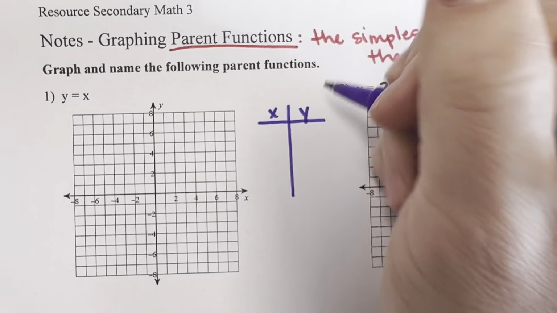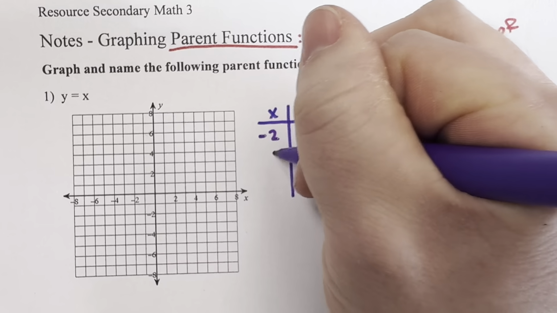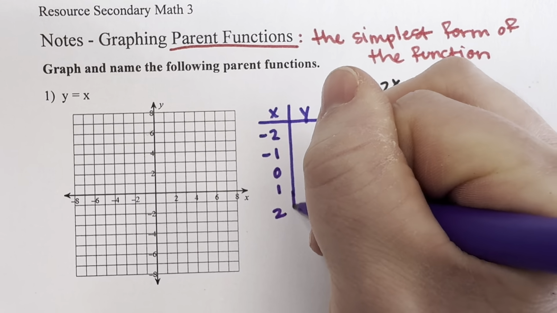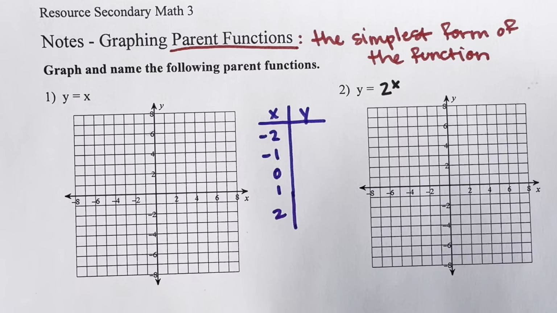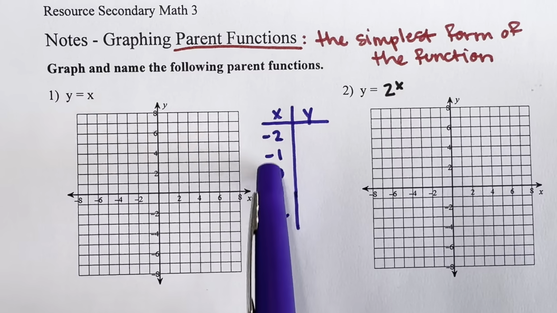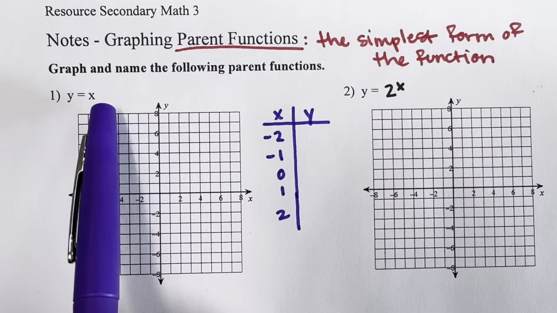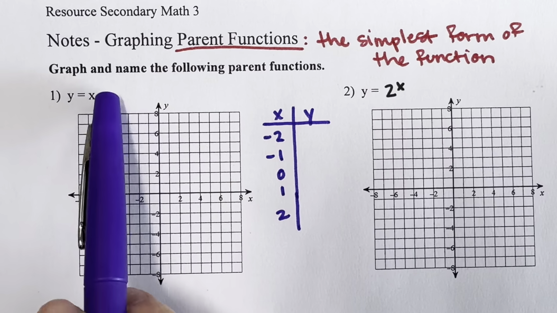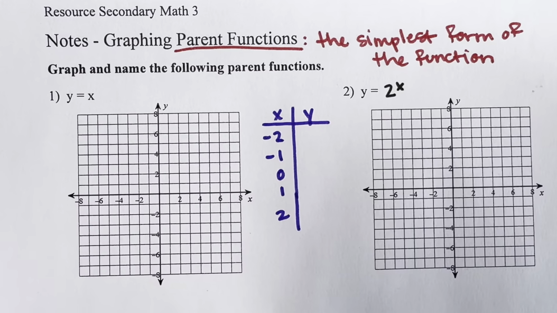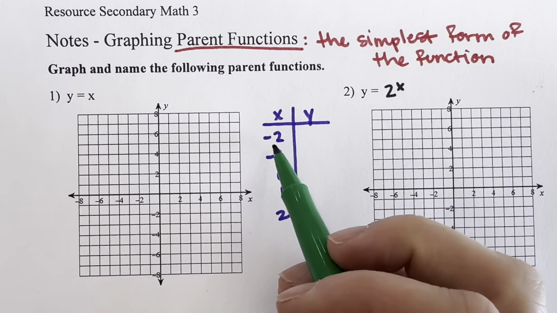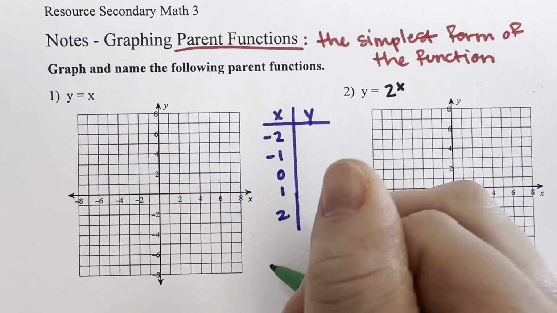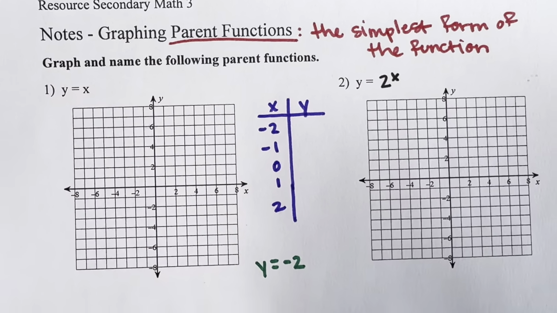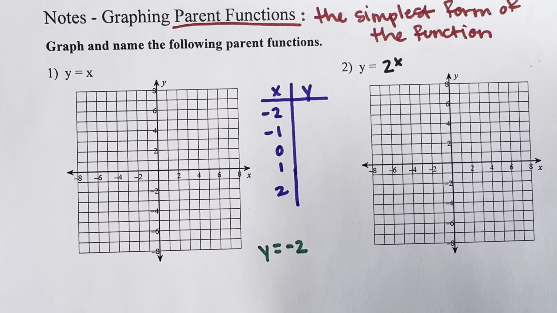I'm gonna choose a couple negatives. Let's do -2, -1, 0, 1, and 2. Okay, so what this means is I am going to take each of these values, plug it in for my x, that's my input, and it will give me my y when I solve it out. Okay, so let's go ahead and do that. Okay, if I were to plug in -2 for my x, it'll look like this. Y equals -2. It used to be y equals x, well now it equals y equals -2.